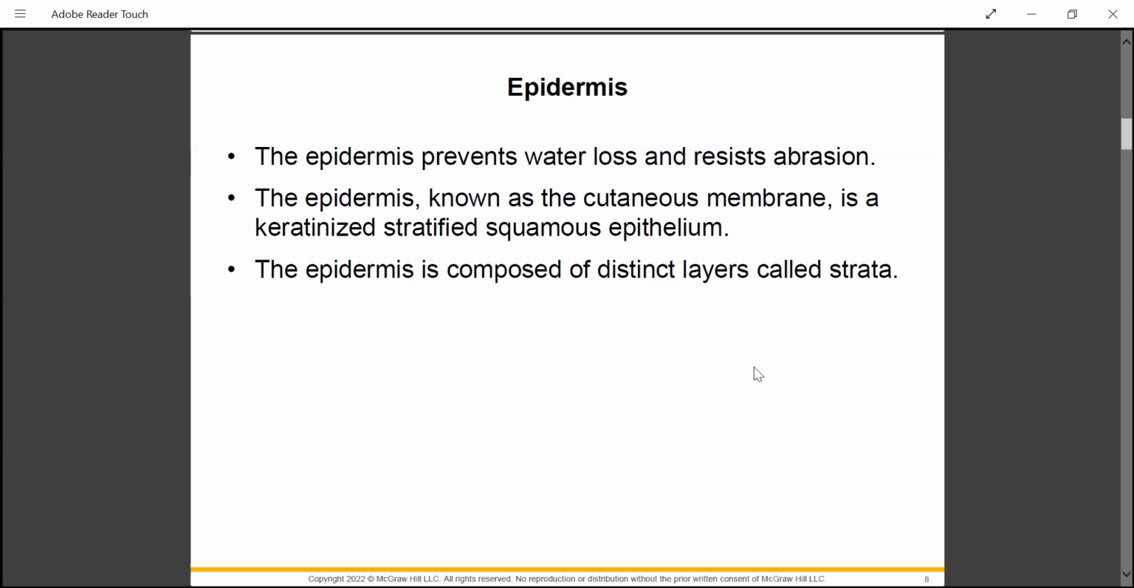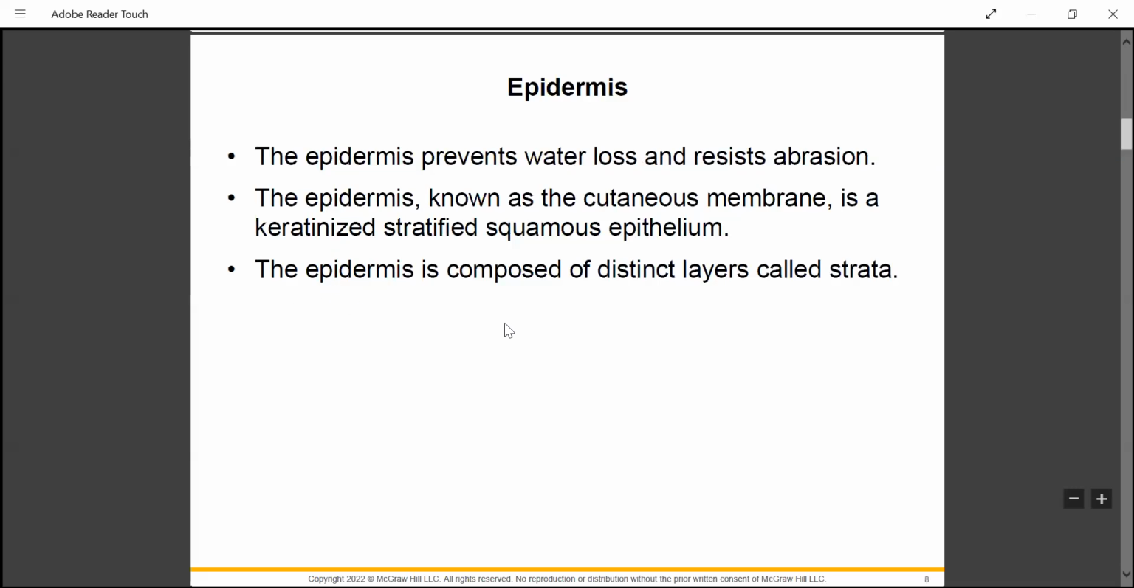So our epidermis is the outer layer. It's important for protection, but it also forms almost a seal of the body. So that's going to, again, protection against abrasion, but it's also going to prevent water loss by forming that seal. So we call our epidermis the cutaneous membrane. It's made of stratified squamous epithelium, and that has become keratinized in the top layers. So we'll talk about that process here shortly.